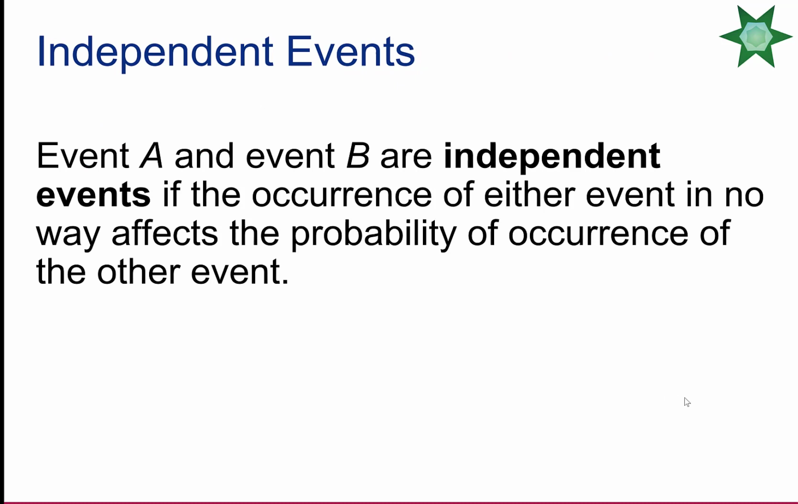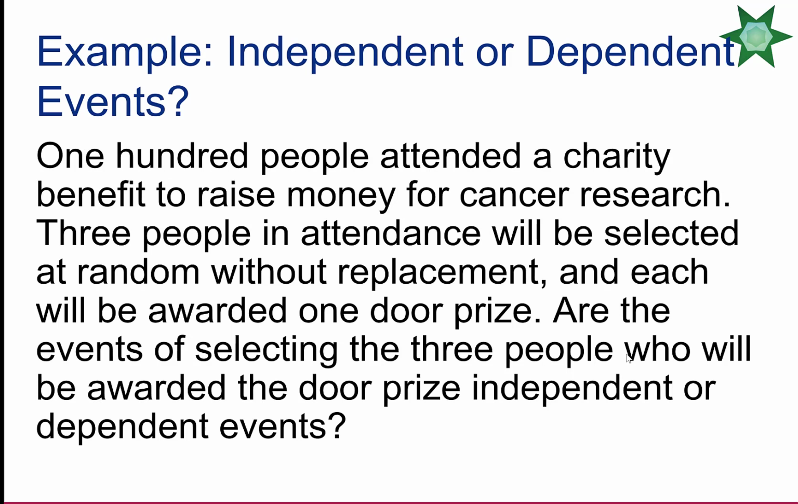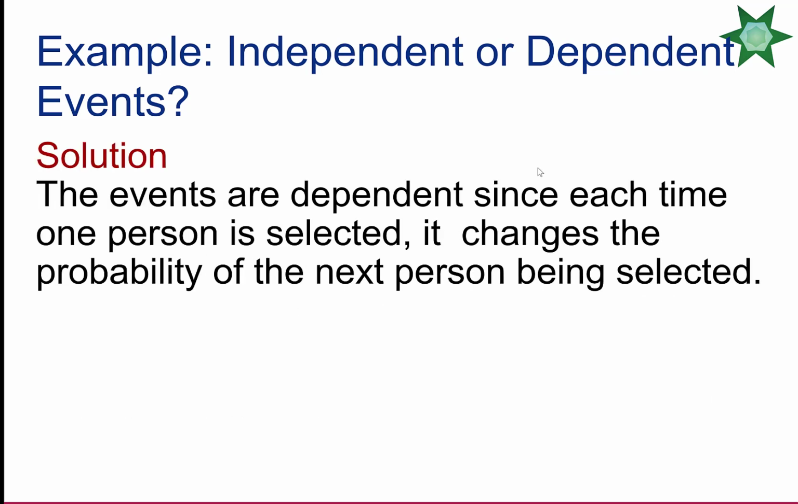Event A and event B are independent if the occurrence of either event in no way affects the probability of occurrence of the other event. Rolling dice and tossing coins are examples of independent events. 100 people attended a charity benefit to raise money for cancer research. 3 people in attendance will be selected at random without replacement, and each will get a door prize. Are the events of selecting 3 people who will be awarded the door prize independent or dependent events? They're dependent since each time we select a person, it changes the probability of the next person being selected because we don't put them back into the box for their name to be selected again.